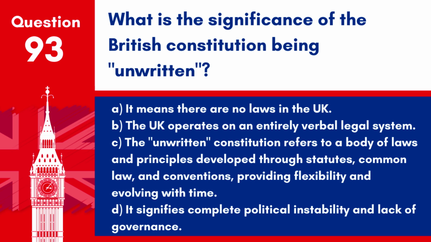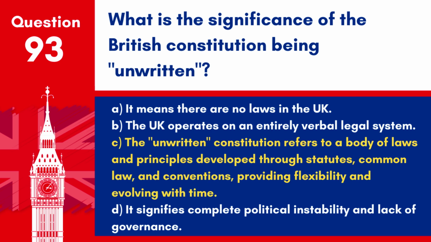A. It means there are no laws in the UK. B. The UK operates on an entirely verbal legal system. C. The unwritten Constitution refers to a body of laws and principles developed through statutes, common law, and conventions, providing flexibility and evolving with time. D. It signifies complete political instability and lack of governance.